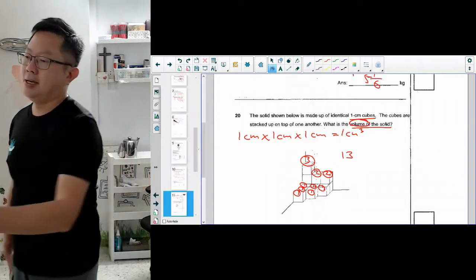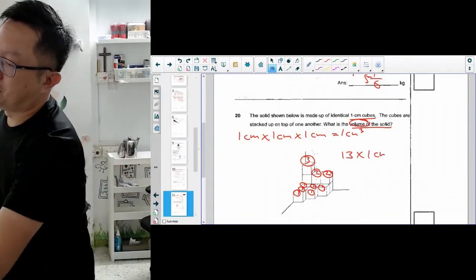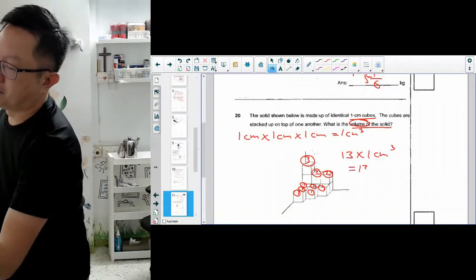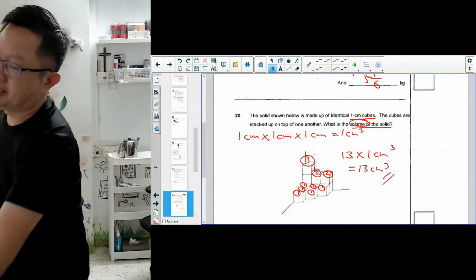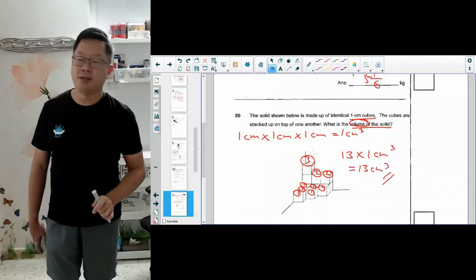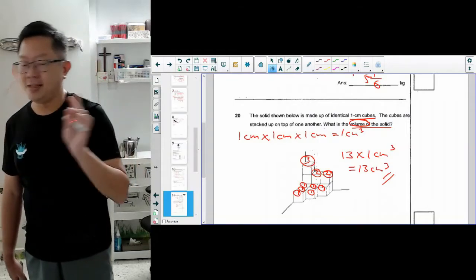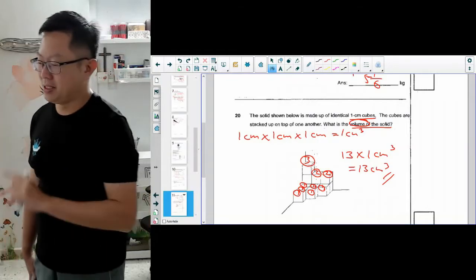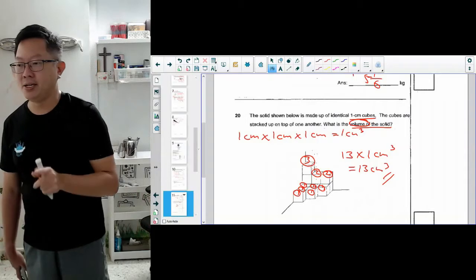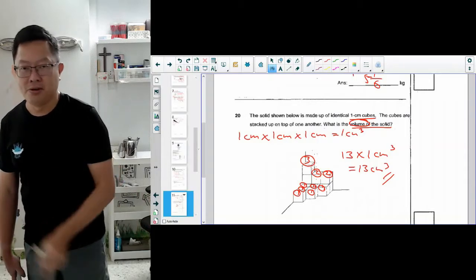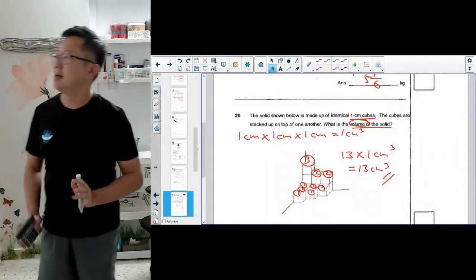So you will need to take 13 times the volume of 1 cube to get the volume of the solid, which is 13 cm cube and not 13. So there's a difference between 13 and 13 cm cube. Right, 13 refers to the number of cubes that make up the figure. 13 cm cube is the volume. Alright, so there's a big difference.